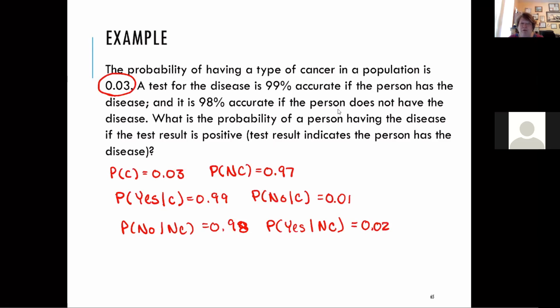So what are they asking me for? What is the probability of a person having the disease if the test result is positive? So what they're asking me for is the probability that I have cancer given that it tested yes. They're asking me the opposite of the conditional that they gave me, which was testing yes given I have cancer. What they're asking for is the probability of me having cancer given that I tested yes. So what they're asking me for is this.